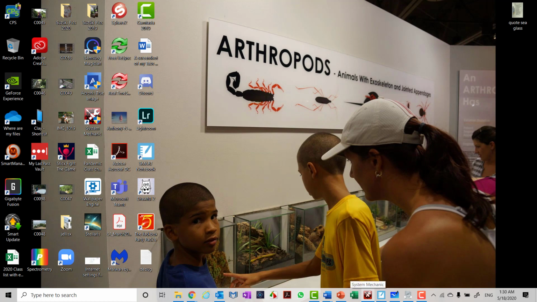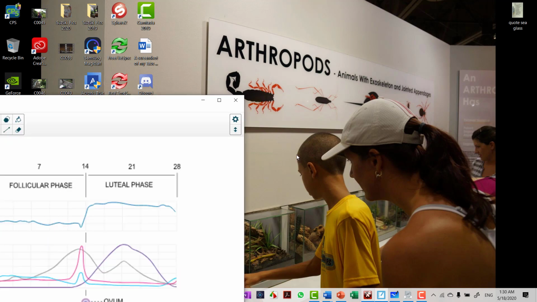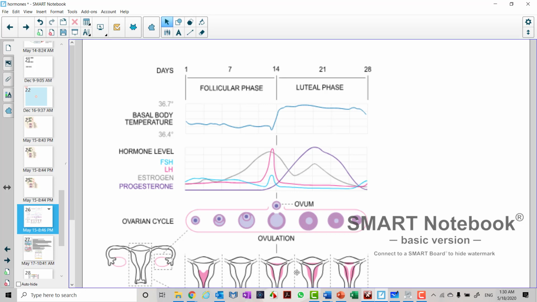So I would like to show you, before I sign off here, this graph, because this graph is something that you should be familiar with. I just need to find it. Hopefully I have it on here. Okay, it's not the best graph, but it's okay.